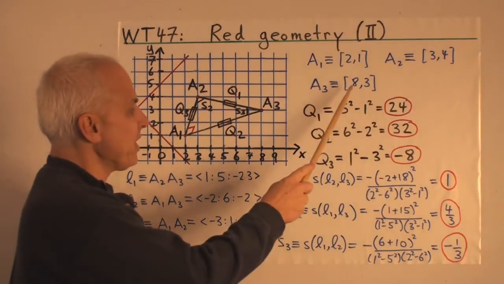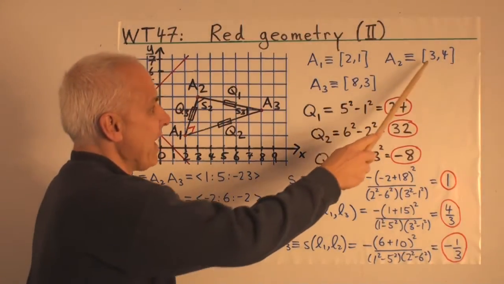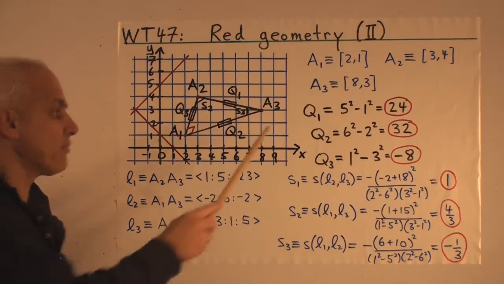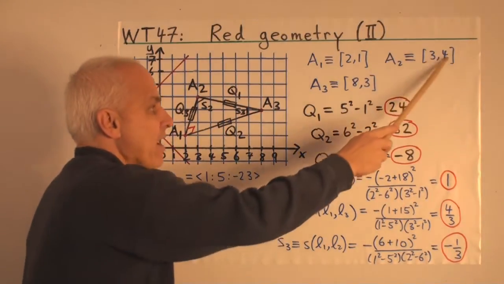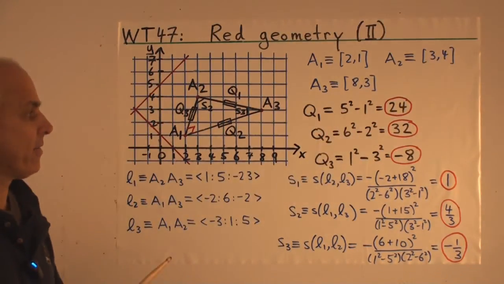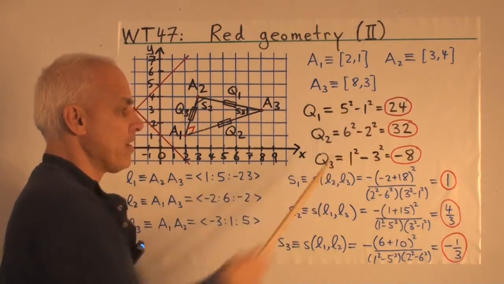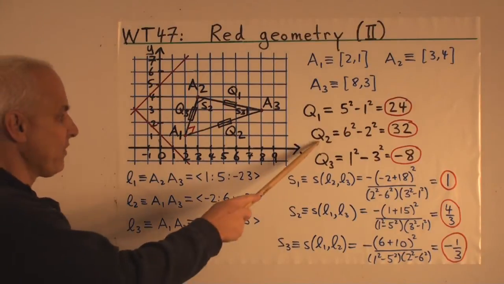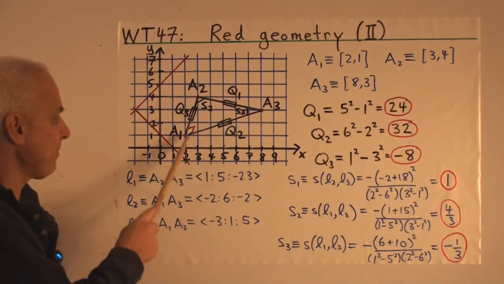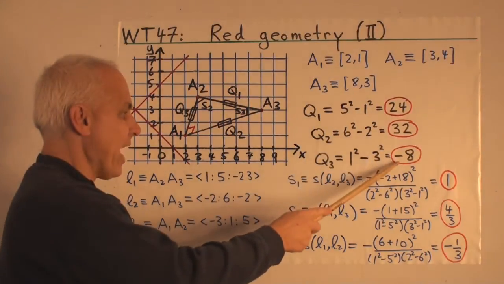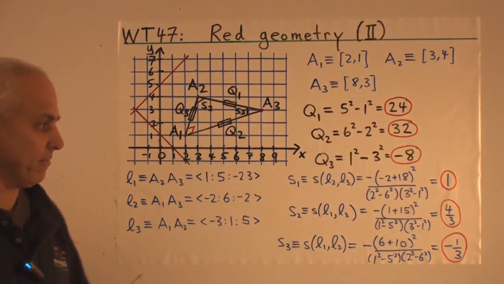We take the difference between the x coordinates of A2 and A3, which is 5. We square that. And we subtract the difference between the y coordinates, which is minus 1, squared. So we get 25 minus 1, that's 24. I'll leave it to you to figure out that Q2 and Q3, this red quadrance here and this red quadrance here, are 32 and minus 8 respectively.